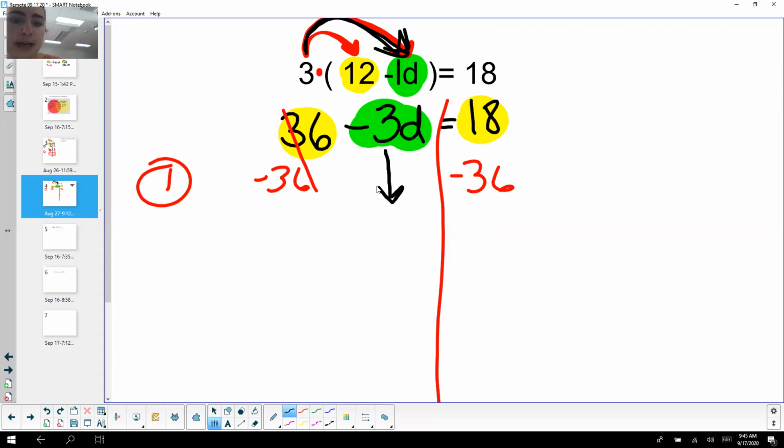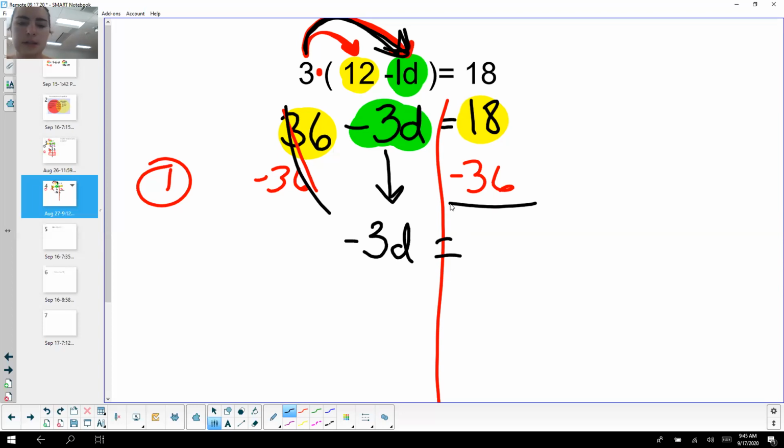I'm going to bring down negative 3d because I haven't done anything to that. And then this canceled over here, so I don't have to worry about it anymore. And then I've got 18 minus 36 over here. People forget to do this step a lot. They'll just bring down negative 36 or bring down 18. Make sure you're actually combining those when you're doing each step to both sides.